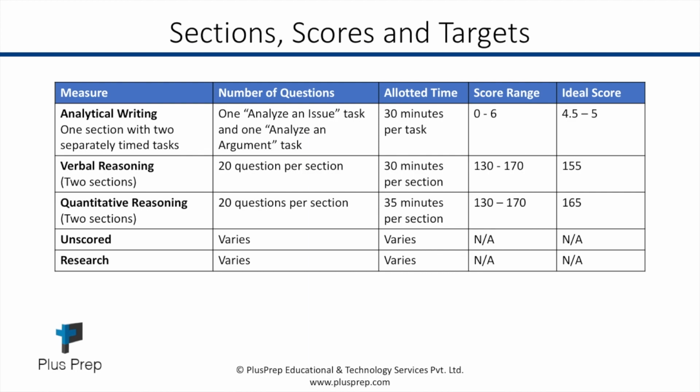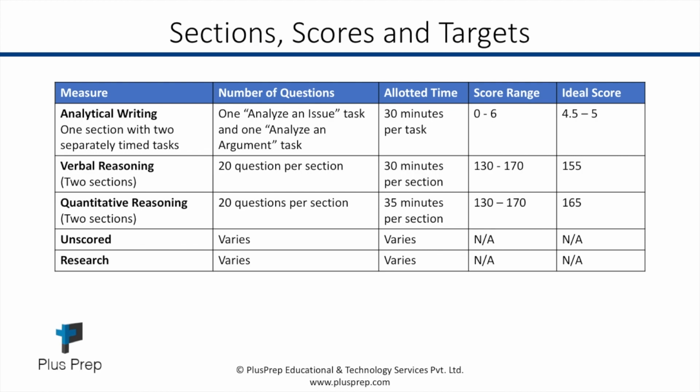Now the AWA is scored from 0 to 6. There are 2 tasks here. The average of this is provided in your official score. The first task is the issue task and the second is the argument task. These are the first tasks that you will see as soon as you start the test. Each of these tasks are 30 minutes long and like I said, the score range goes from 0 to 6.